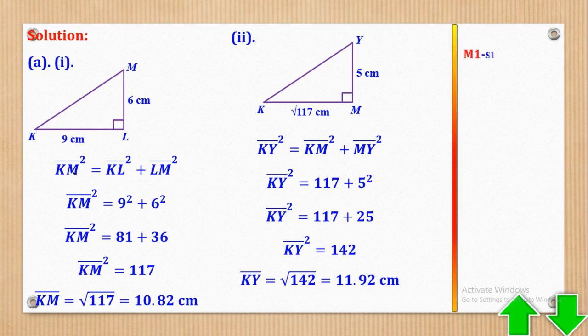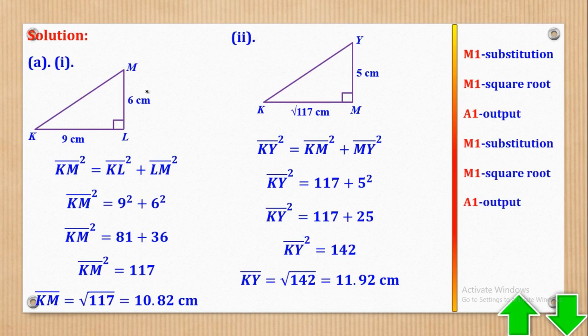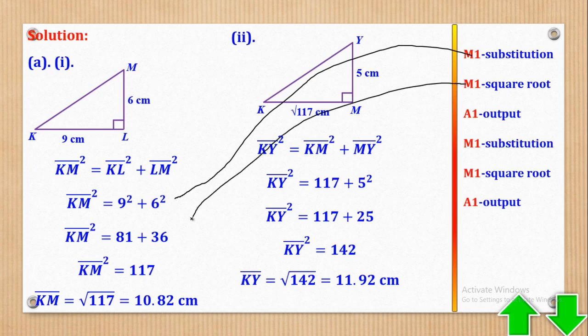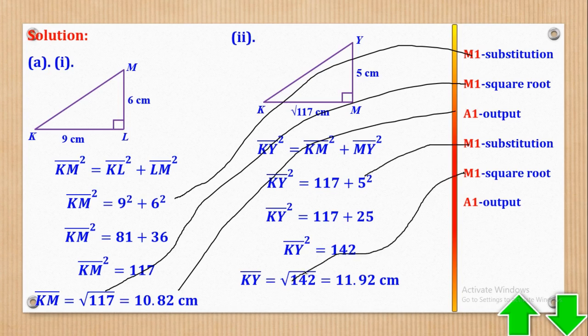So basically that's what they wanted in part A. Now let's see how marks can be awarded. M1 for substitution into Pythagoras theorem, another M1 for square root, and A1 for the output. M1 for substitution, M1 for square root, and A1 for output.